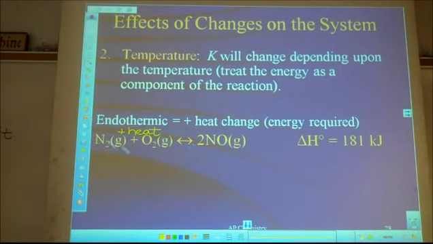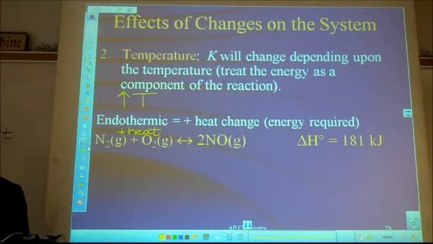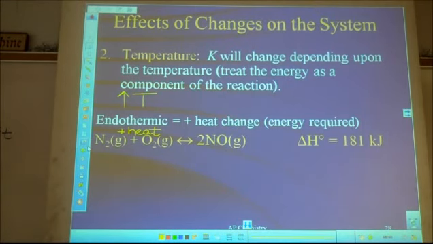So let's say I come along, I've got this reaction, I know it's endothermic, and I'm telling you we're going to raise the temperature. Turning the heat way up in a room. Does that sound like adding heat or removing heat? Well, where is heat? Here it is. You're adding a reactant. Which way will it shift? It will shift to the right.